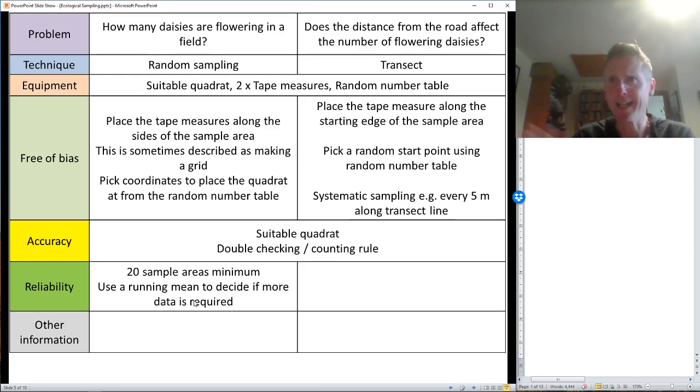You can be reliably late as well, I guess. Anyway, for a transect, here we just do a mean of parallel transects. I do one, and then I do another one, and do a mean across.